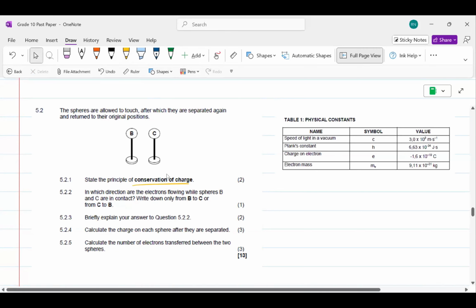Okay, perfect. So now it says, in which direction are the electrons flowing while sphere B and sphere C are in contact? What happens is these spheres are allowed to touch, and after they touch, they're separated to their original position. They start here, they are allowed to touch for a brief moment, and then they're separated to this distance once again. Doesn't matter what the distance is. But then they say, in what direction will the electrons flow while spheres B and C are in contact?